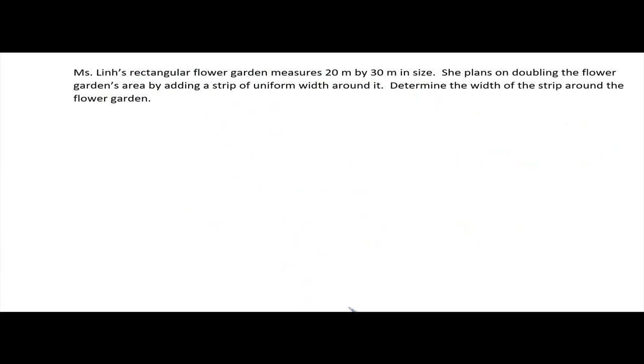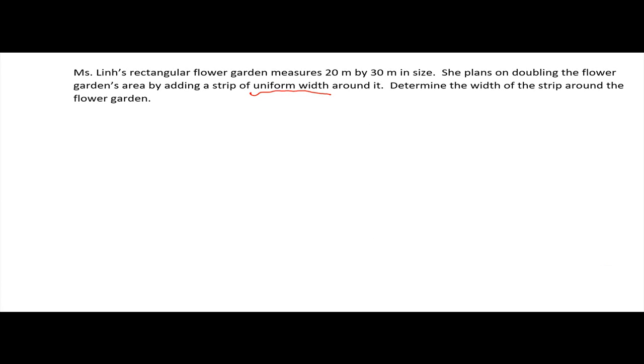Okay? So it says Ms. Lin's rectangular flower garden measures 20 meters by 30 meters in size. She plans on doubling the flower garden's area by adding a strip of uniform width, right? So whenever you see these uniform width questions, make sure you're aware of them. Determine the width of the strip around the flower garden, okay?